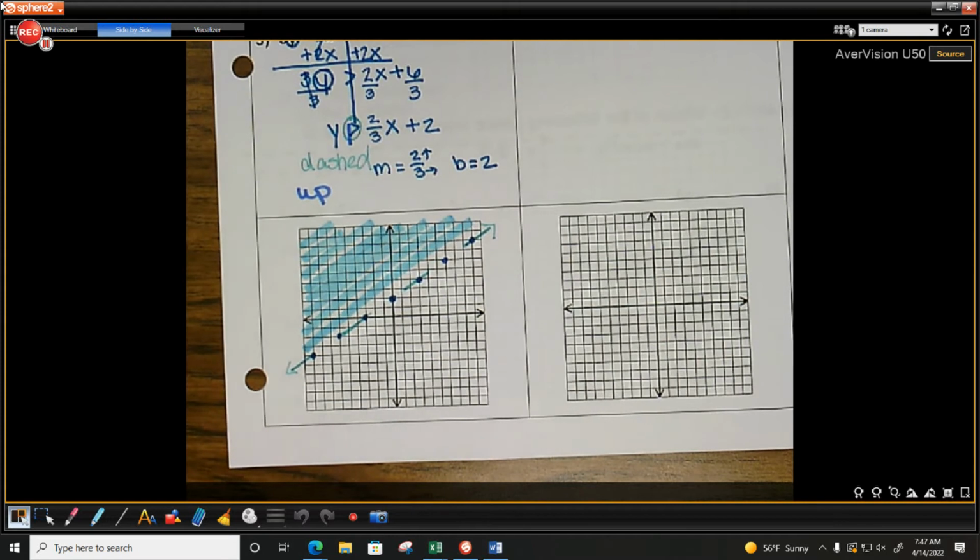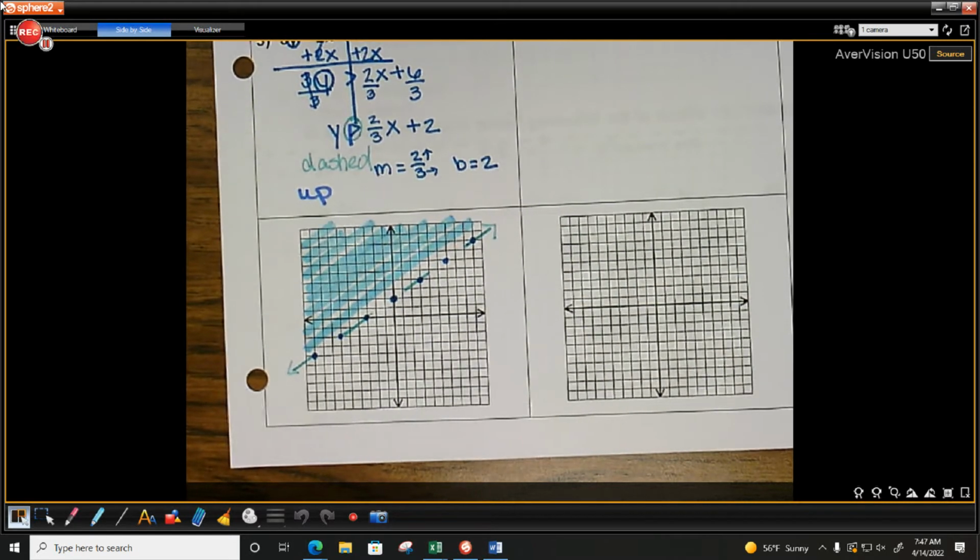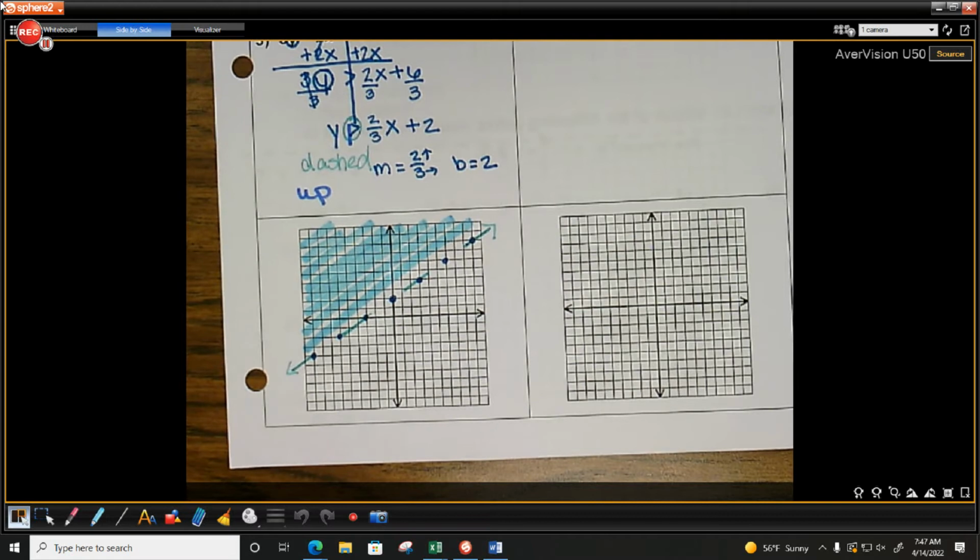Okay, now we've done one solid line and one dashed line. What do you think the difference is between having a solid line or a dashed line? How does it affect our solutions? Yes, Dylan? The solutions on the line aren't possible solutions. If it's what?